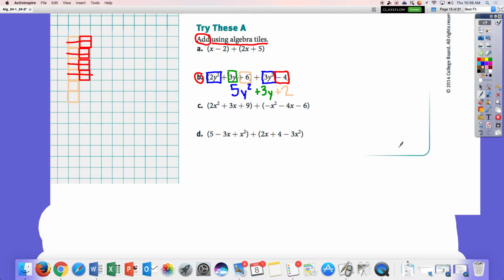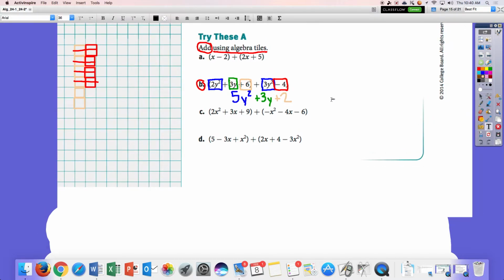So again, this is another way that we could look at this. If we do not have algebra tiles, we could use colored pencils or even circles and squares to figure out what our like terms are. So again, at this point, pause the video, take a few minutes to fill out the example problems, and call the sub over to check your work before moving on.